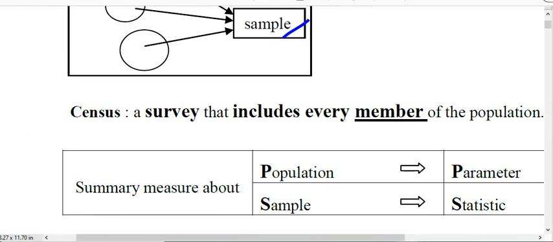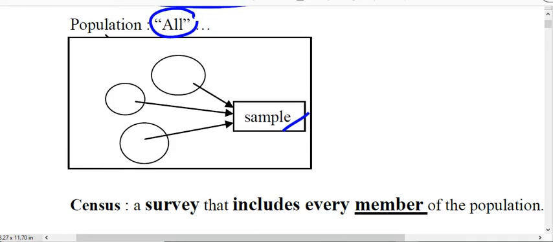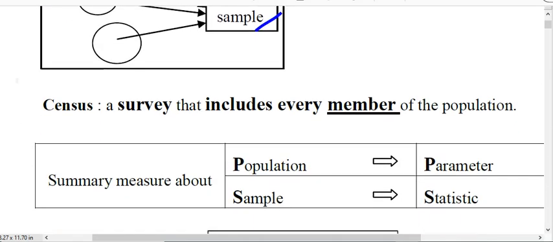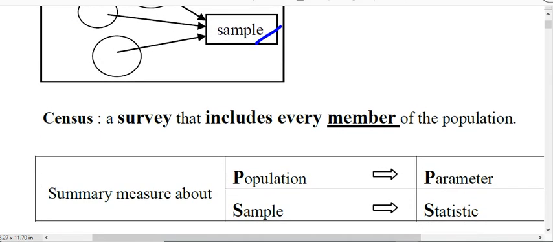So what is census? Census is a survey that includes every member of the population. So this is the explanation. Summary measure: if the question asks what is a parameter, your answer will be a summary measure about the population. If the question asks what is a statistic, it will be a summary measure about the sample involved. Very clear cut.